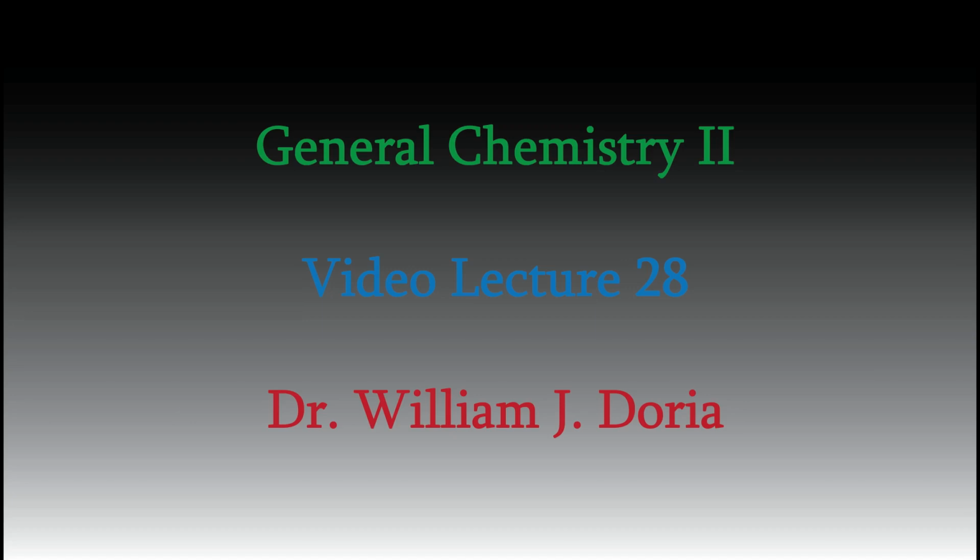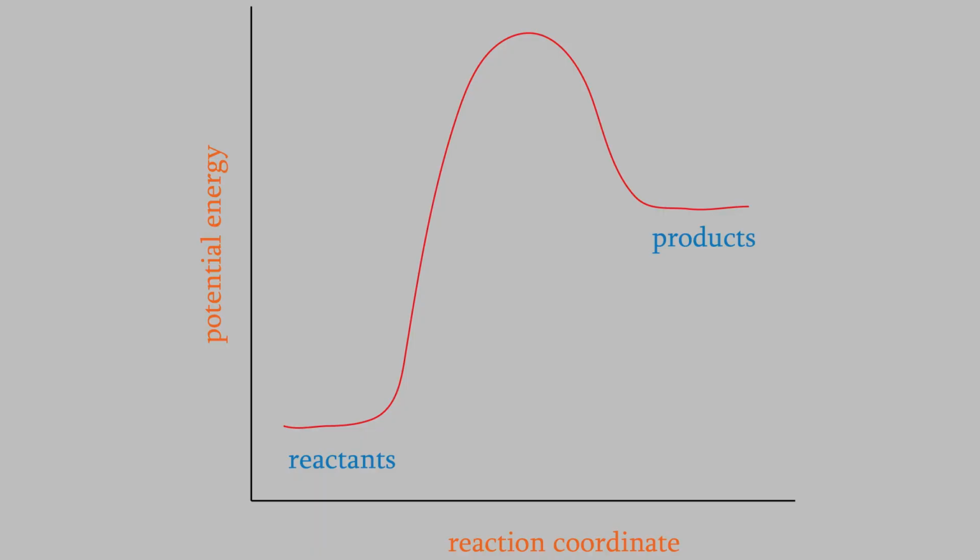Hi, and welcome back to my videos for General Chemistry 2. Today, we'll see how we can do calculations with one of the most abstract properties of atoms and molecules, the entropy. We'll also start to understand how entropy makes endothermic reactions possible even though they give rise to products with a higher potential energy than the reactants.